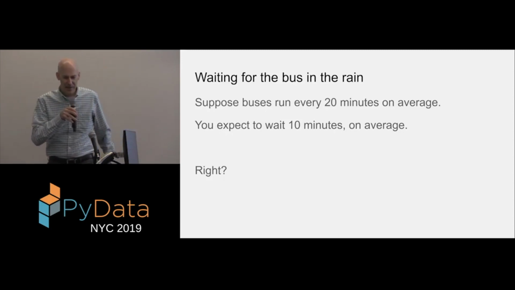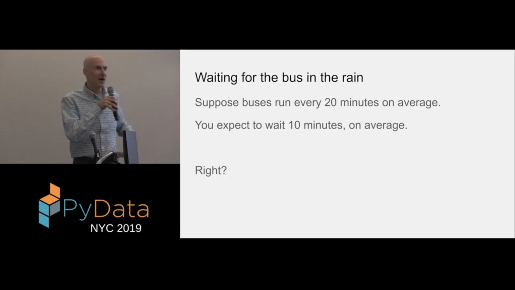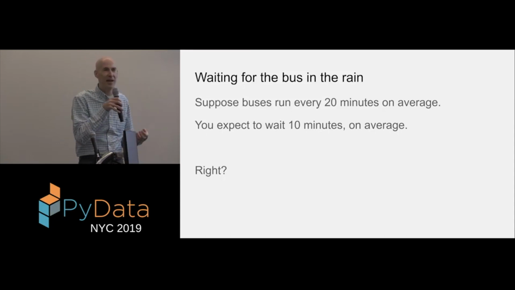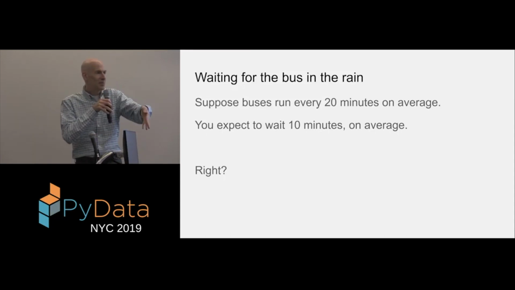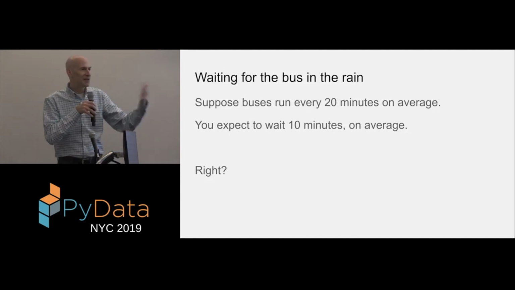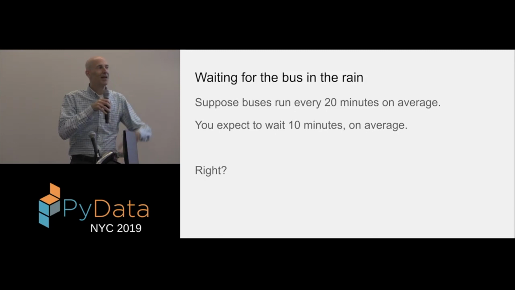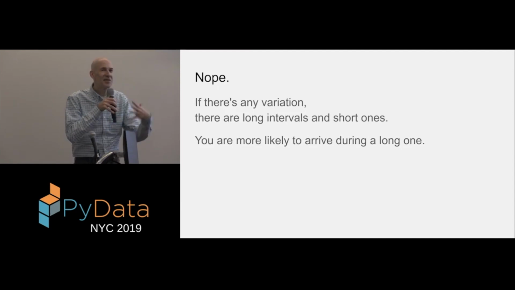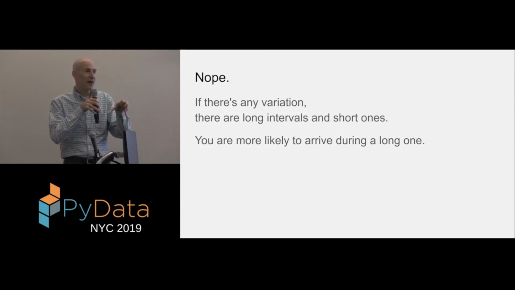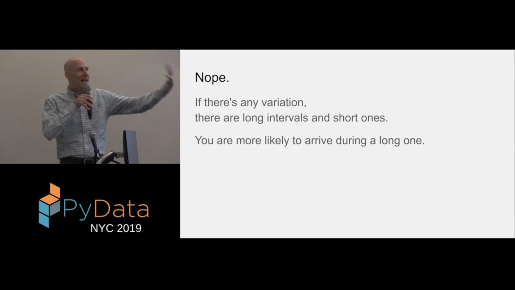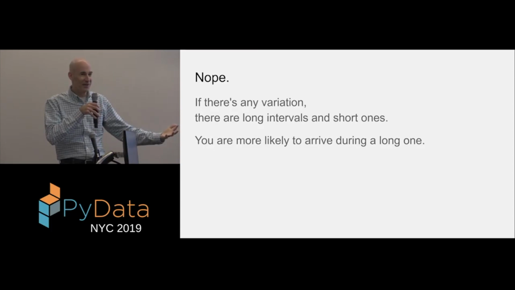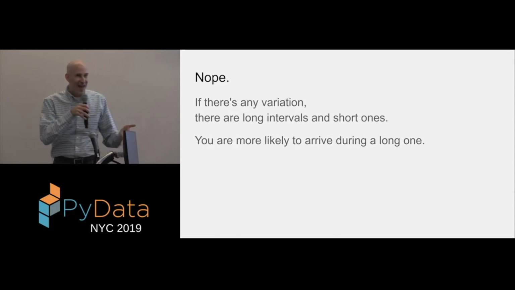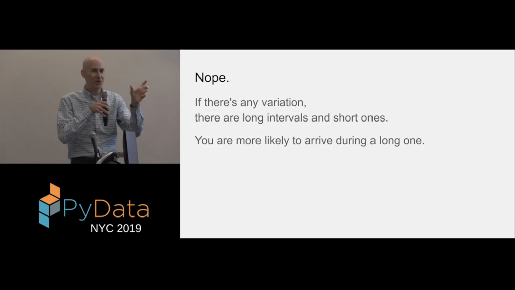You are waiting for the bus in the rain, and you talk to the public transit company, and they say that the buses run every 20 minutes on average. So if you arrive at a random time, you would expect to have to wait about 10 minutes on average. That's not true. In fact, you end up waiting longer because there's some variability. Sometimes the buses are close together, sometimes they're farther apart. If there's a big interval between buses, you are more likely to arrive during a big interval than a small interval because it's bigger. And it's this linear weighting again. Your probability of falling in any interval is proportional to the length of that interval.